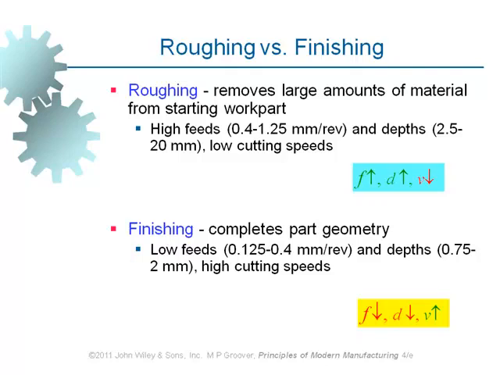What explains this? When F, which is feed, is high, depth of cut is high, V, which is cutting speed, cannot be high at the same time. Reason? Required power. It's limited.